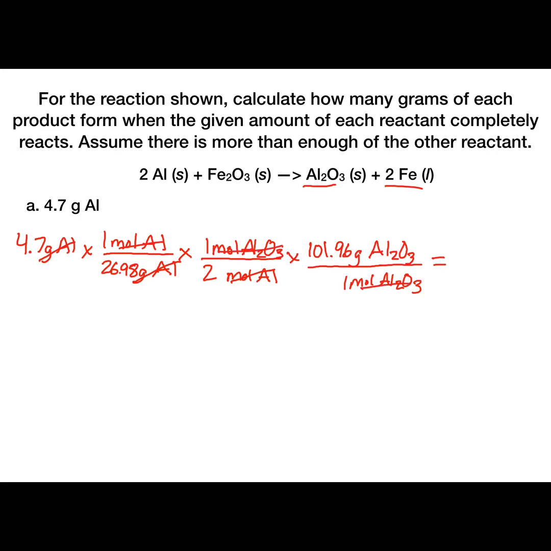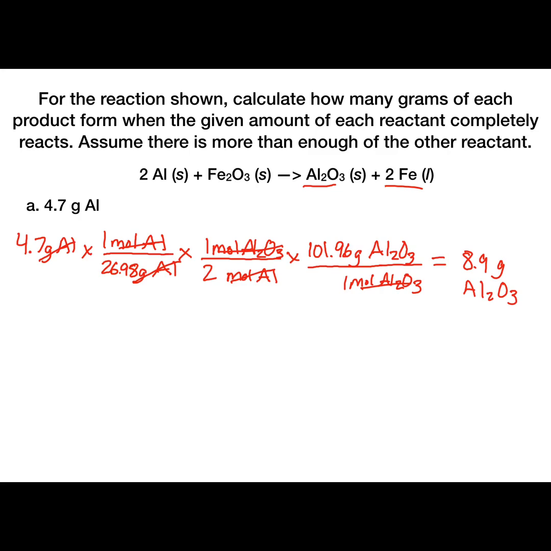So now we enter this into our calculator. We have 4.7 times 101.96, hit enter on your calculator, divided by 26.98, hit enter on your calculator, divided by 2, hit enter on your calculator. And you should get 8.9 grams of our first product. Now the answer is 2 sig figs since the given information in the problem is 2 sig figs. Now we have determined the number of grams of our first product.